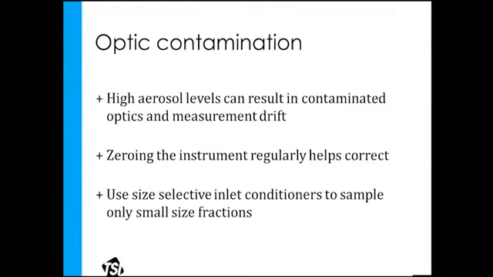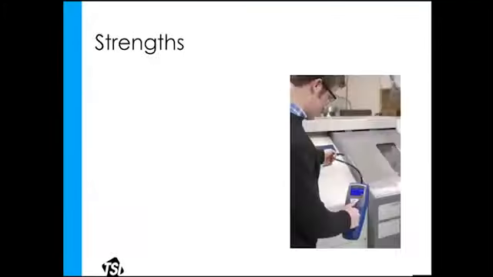You're going to cut out all the big stuff, and all you're going to see coming in then is the respirable, and that's what you want to measure anyway for your OSHA exposure levels. So doing an impactor up front can help cut the big stuff out, help reduce some of the optical contamination.